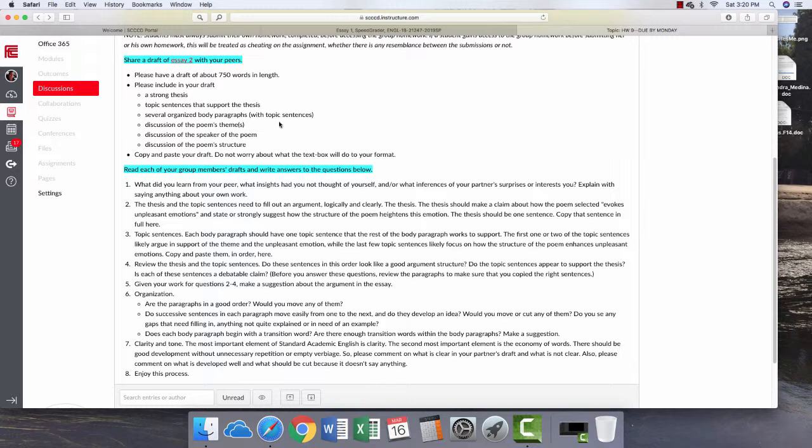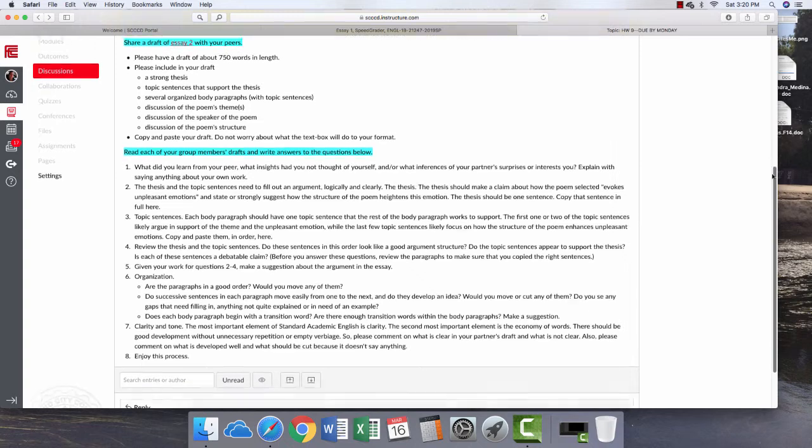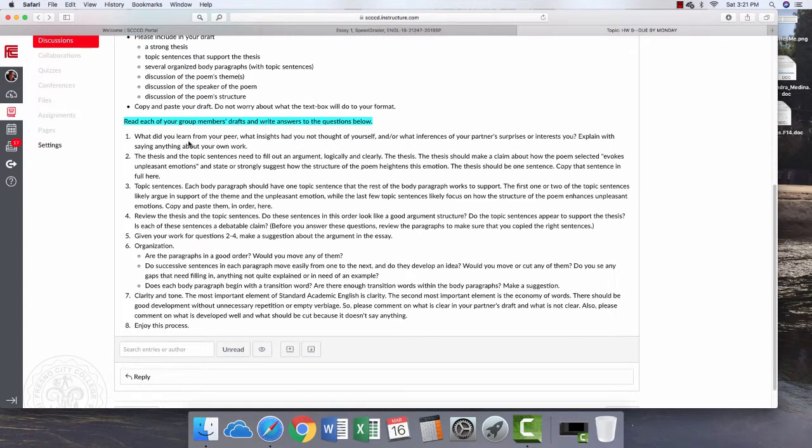Several organized body paragraphs with topic sentences, discussion of the poem's themes, discussion of the speaker of the poem, discussion of the poem's structure. Okay, so these are required elements. What did you learn from your peer? What you're going to do is read each of your group members' drafts and write answers to the questions below. Actually, you don't need to answer number 8, but 1 through 7, please.